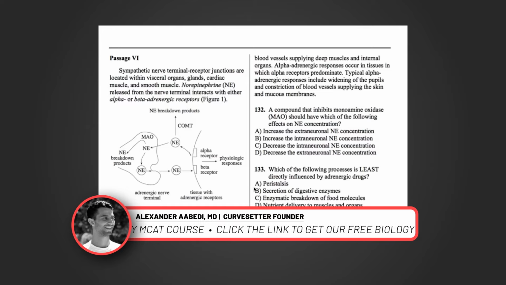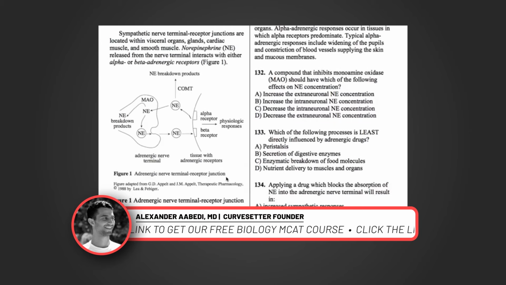So this passage says, sympathetic nerve terminal receptor junctions are located within visceral organs, glands, cardiac muscle, and smooth muscle. Norepinephrine, which we know is a neurotransmitter that's used in the sympathetic nervous system, right? Released from the nerve terminal, it interacts with either alpha or beta adrenergic receptors, okay? And here is a figure that describes that. So this is a typical nerve terminal setup right here, right? And then, so basically, you know how it goes.